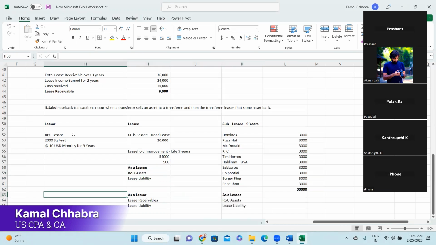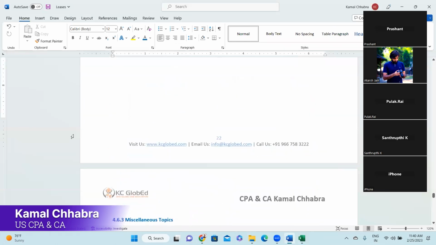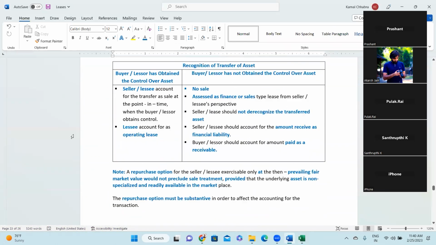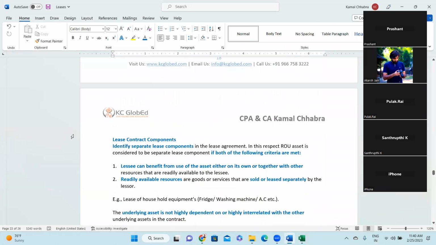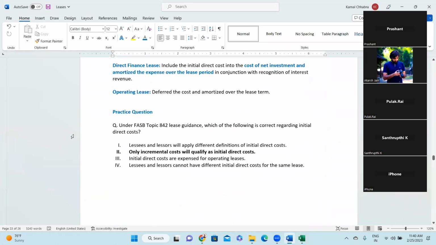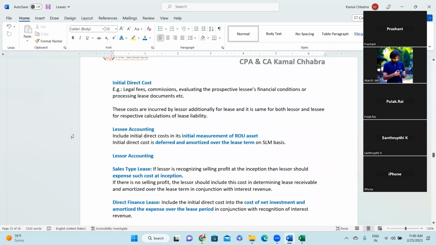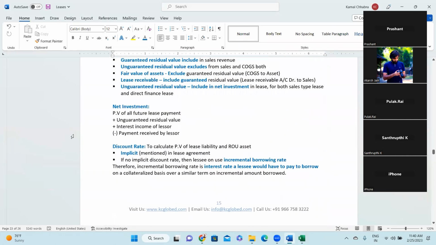Sir, why will a liability arise in the case of a lessor? Say that again. What you have written as a lessor. Going back to the notes to show you the lessor standpoint of view for accounting, what we have studied. Lessor accounting. This is for initial direct cost.